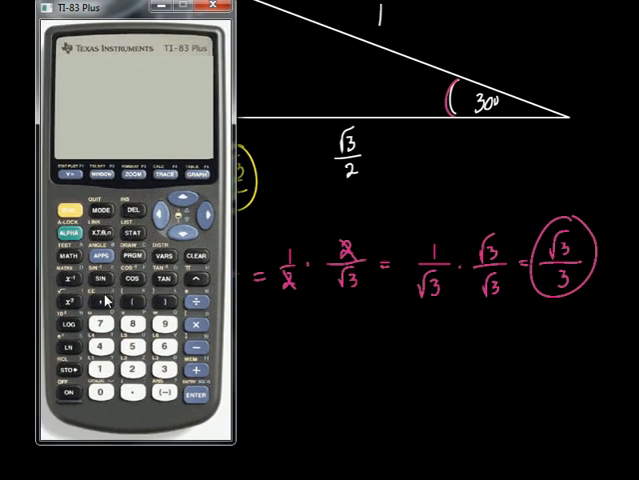Let's put them both in and let's see. Watch. I'm going to put in the tangent of 30 because it asks for both. It asks you to do the fraction and the decimal.